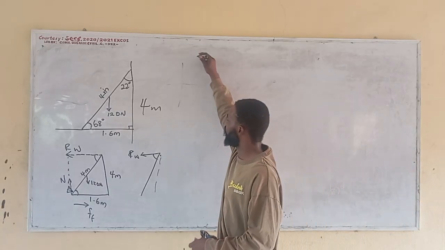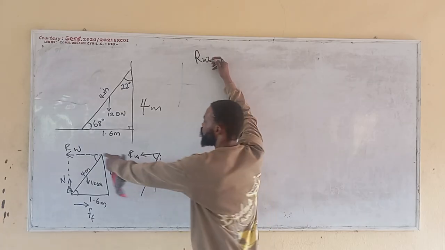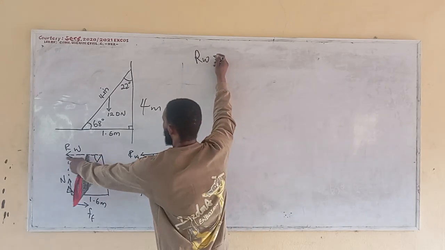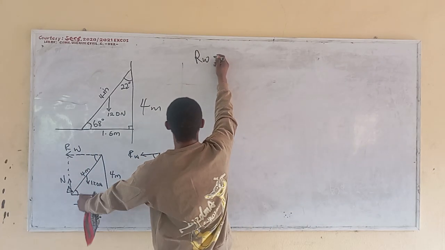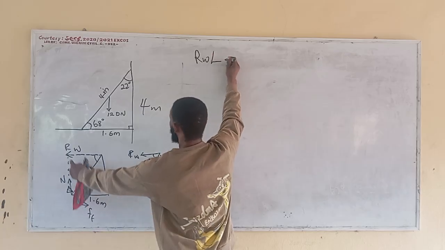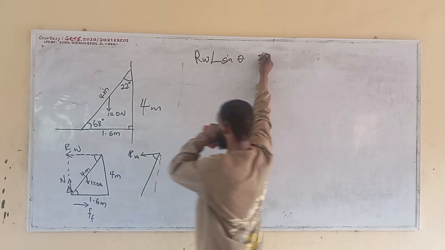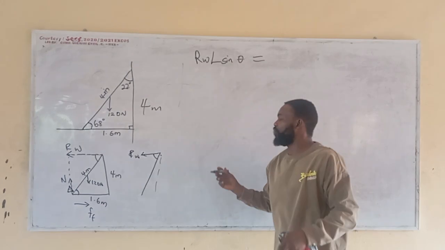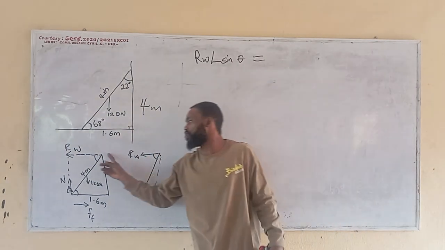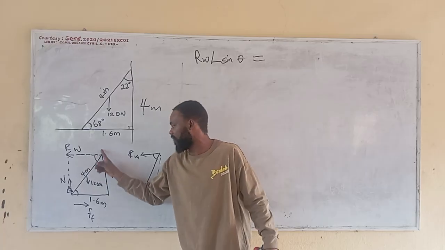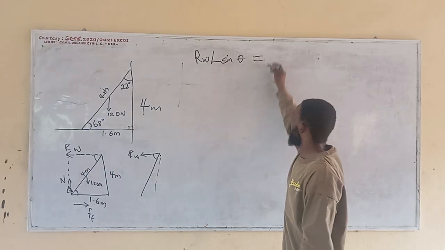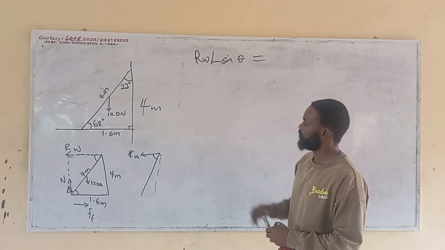Alright, to find RW now, RW will simply be what? It is horizontal. What am I doing? RW times the ladder, shall we? Because it's horizontal, it will be sine theta, shall we? Yes. Is equal to, so what you will be doing, you now say the sum of the horizontal forces is equal to the sum of the vertical forces. Now please, what are the vertical forces here?